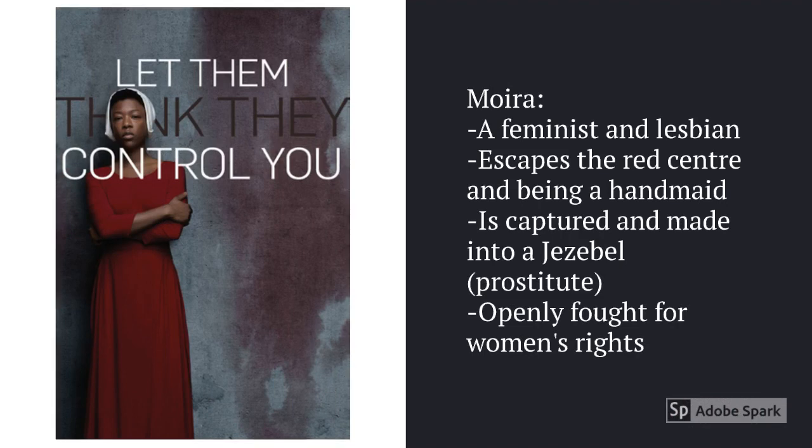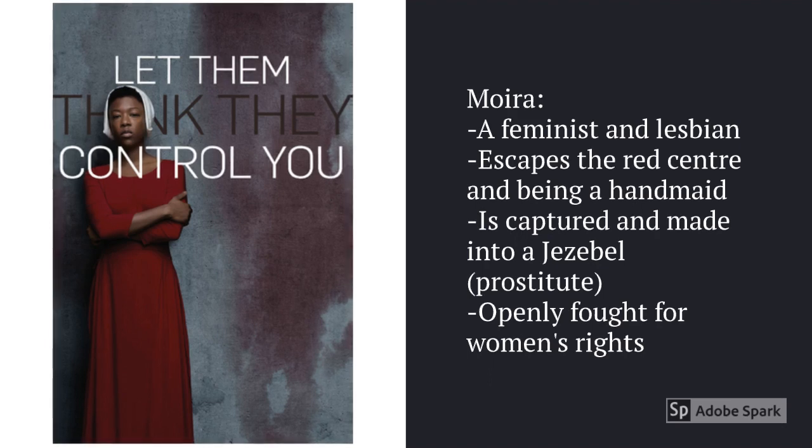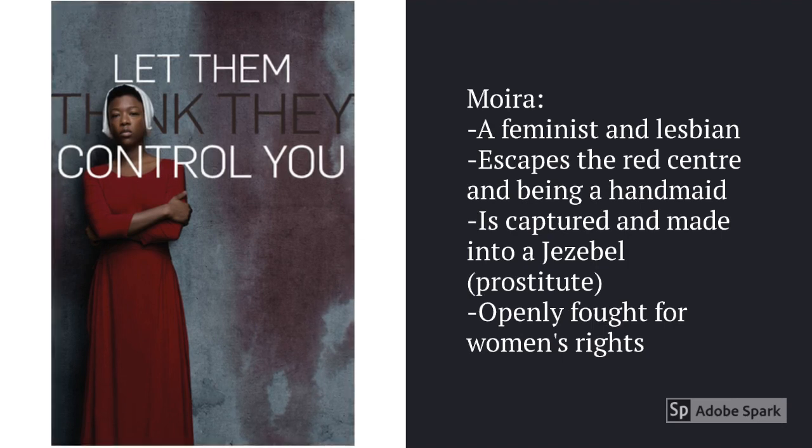Moira escapes the Red Center after she takes apart a toilet, using one of its parts as a weapon, and bluffing her way out by pretending to be an aunt. The representation of both these women who actively fought for their rights only makes their endings all the more disappointing. Ofglen kills herself to escape capture by the Eyes, and Moira is captured and made to serve as a prostitute to those in power within Gilead.